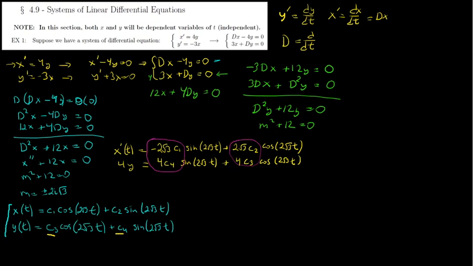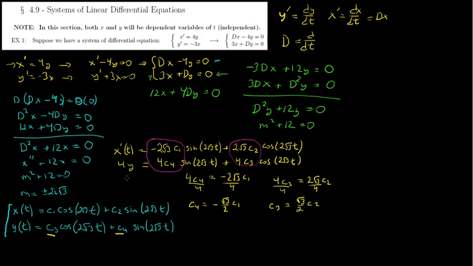Okay? So your 4 times C4 has to equal negative 2 square root of 3 times C1. And if you divide by 4, you get that C4 is really just negative square root of 3 over 2 times C1. Likewise, 4C3 is equal to 2 square root of 3 C2. So now when you divide by 4, you get that C3 is equal to square root of 3 over 2 C2.